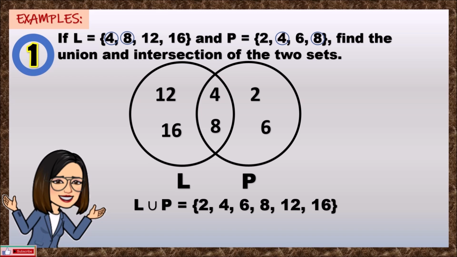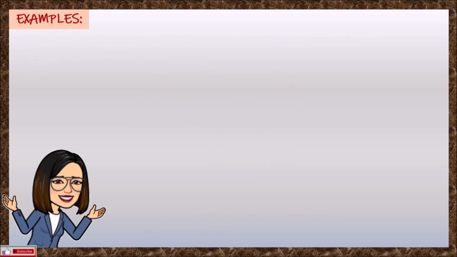Therefore, L union P is equal to the set whose elements are 2, 4, 6, 8, 12, and 16, while L intersection P is equal to a set whose elements are 4 and 8.